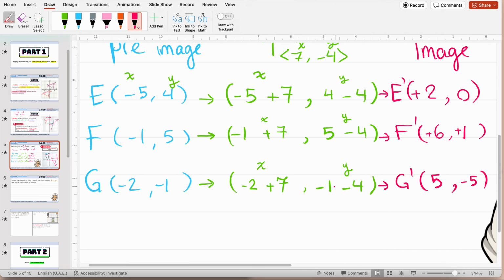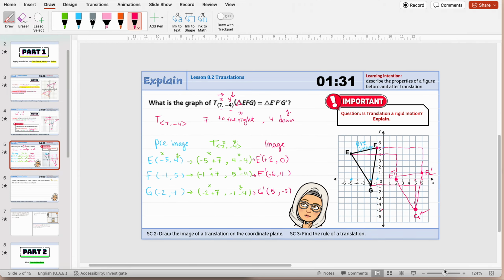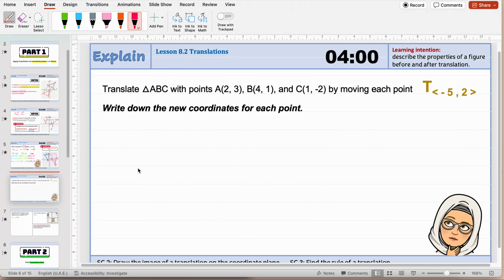Why do we have to know this? Miss, that one was easier because they might give you only points, not coordinates. Just points, and they give you the translation rule. What can I do? Do I have to draw it on the coordinate plane? No. That's it. Just write your points. A, B, C. What is A? 2, 3, 4, 1, 1, negative 2.